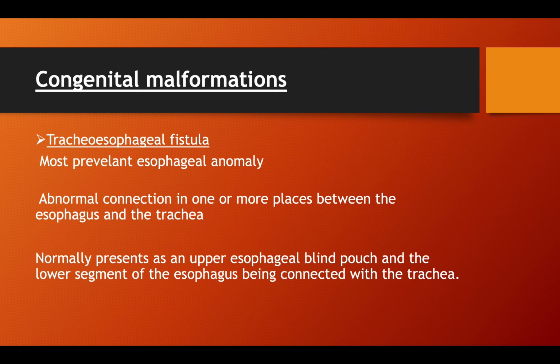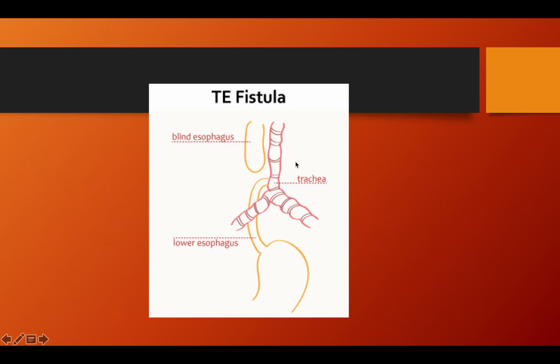Normally, those two tubes are not connected. I mean, you wouldn't want them to be connected because the food you eat shouldn't go into the lung, you know. So this is an abnormal condition. Normally, how does it present? Let me just put on the next slide where you can see the figure. Yeah, so it presents like this. The upper portion forms a blind pouch, it just abruptly ends somewhere, and the lower part of the esophagus gets connected to the trachea like this.